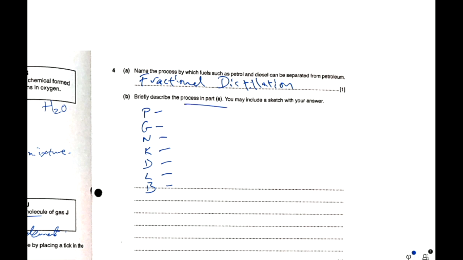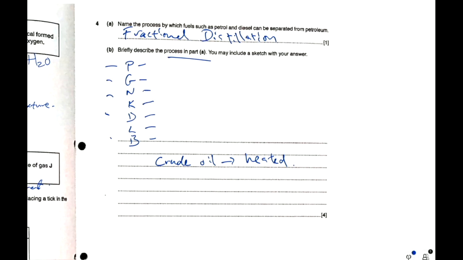Okay, so describe the process. Basically, talk about the fractional distillation process. First, crude oil is heated. Then all these different fractions will appear because they have different boiling points. The one with the lower boiling point will appear at the top. The one at the bottom has the higher boiling point. So you have to describe the whole thing. It's not too bad, thanks.